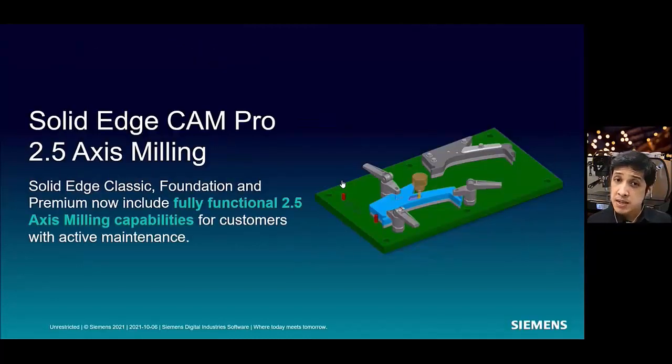Next up is something I'm sure is of real value to you, our customers. We are now including fully functional 2.5-axis Solid Edge CAM Pro milling capability in our Solid Edge Classic, Foundation, and Premium products for all our customers who are on active maintenance. Now, what do I mean by fully functional?